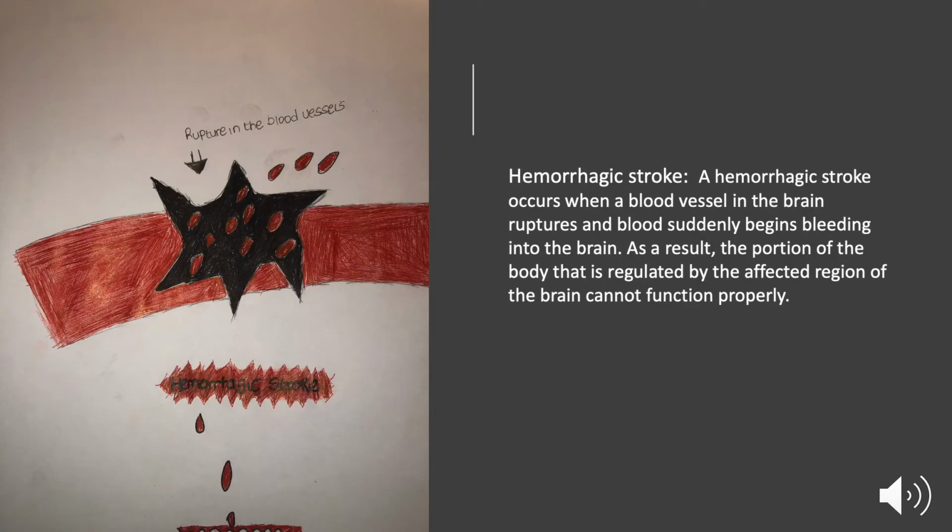Hemorrhagic stroke. Hemorrhagic stroke occurs when the blood vessel in the brain ruptures and the blood suddenly begins to bleed into the brain. As a result, the portion of the body that is regulated by the affected region of the brain cannot function properly.